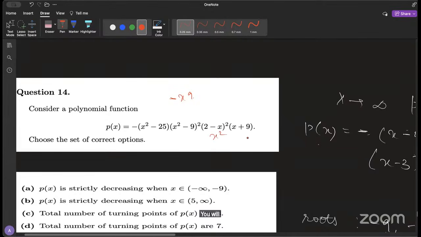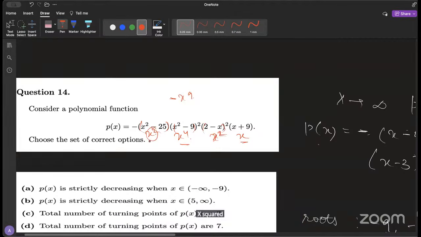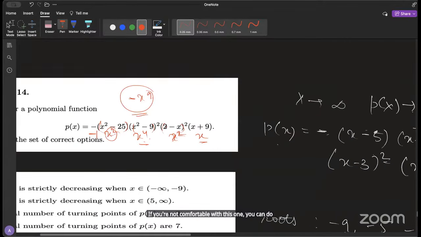This is what's going to happen. You will get an x square from here, x from here, x to the power 4 from here, x square from here. These are the highest terms. From this factor, the highest term is x square. From this one, it's x to the power 4. From this one, it's x square. From this one, it's x. And the leading one is -1. So it's x square, x to the power 4, so this will be minus x to the power 9. If you're not comfortable with this one, you can do it this way. The leading term will be minus x to the power 9.